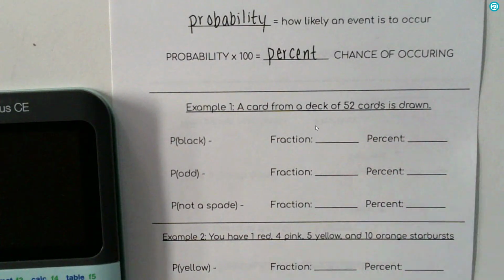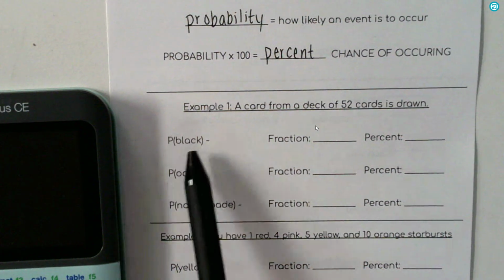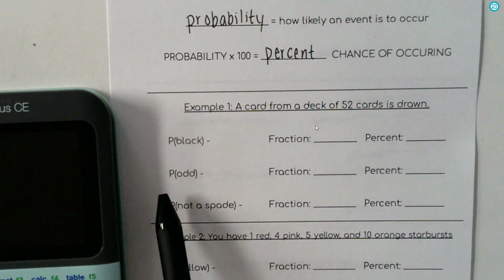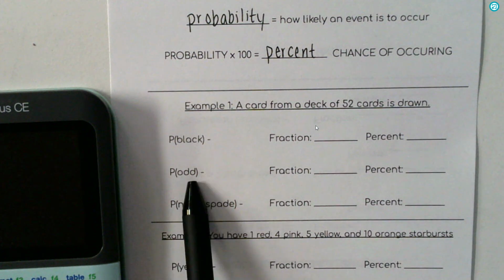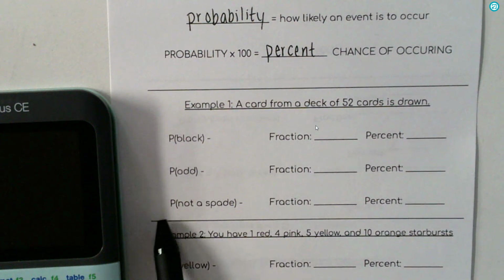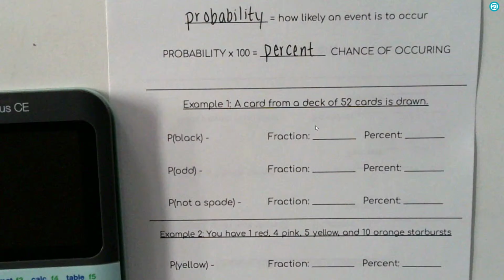Okay, so our first example says a card from a deck of 52 cards is drawn. We want to find the probability of drawing a black card, the probability of drawing a card with an odd number on it, and the probability of drawing a card that is not a spade. And I just realized I made a mistake on my answer key here. Not that you guys ever see this answer key, it's mostly for me.